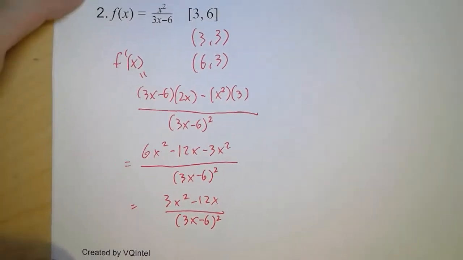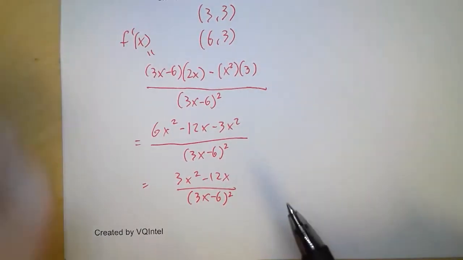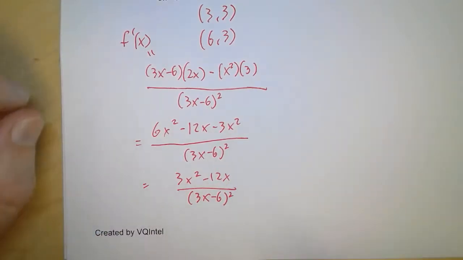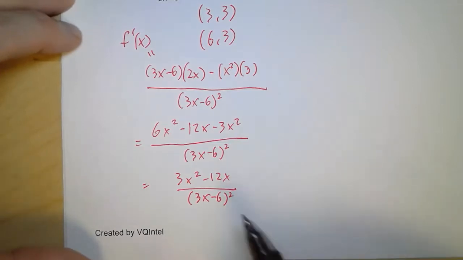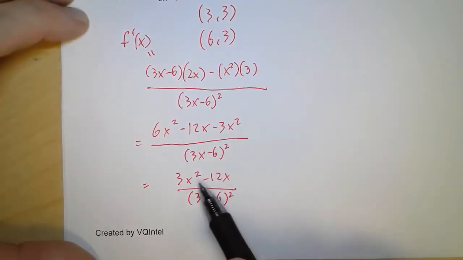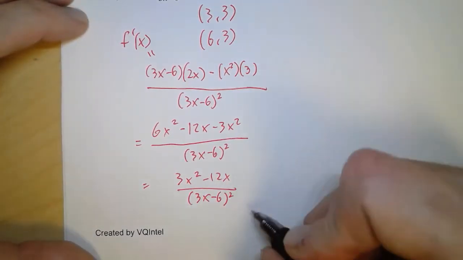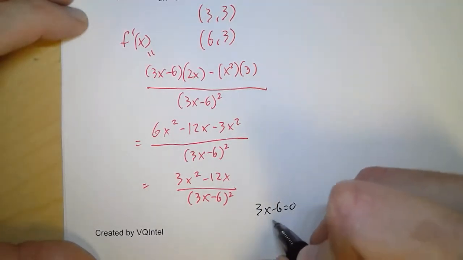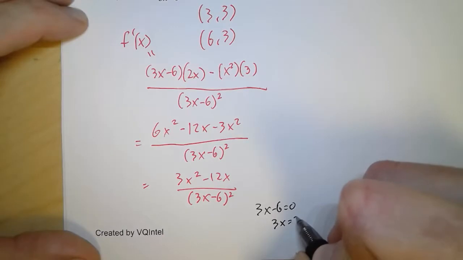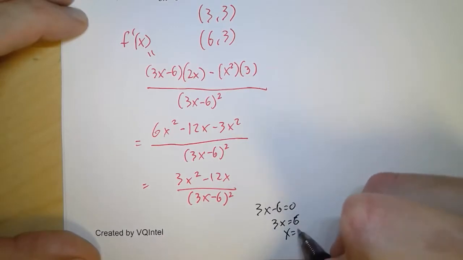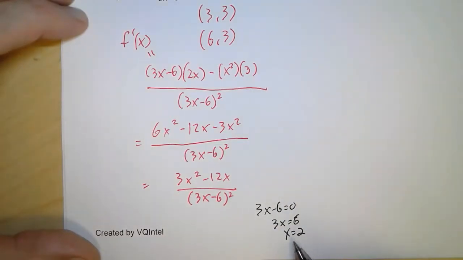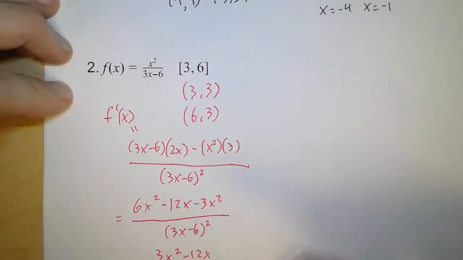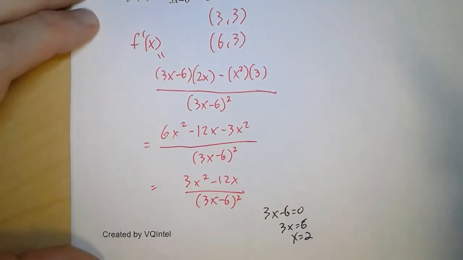Now we're asking for the critical points, which are when the derivative is 0 and when the derivative is undefined. Here the derivative is going to be undefined when the bottom equals 0. So if I set 3x minus 6 equal to 0, I get 3x equals 6, and so x equals 2. So that's where the function is undefined, but interestingly, that's not within our interval, so we're not even going to consider that.